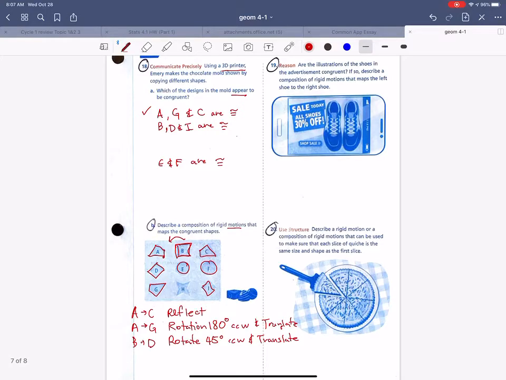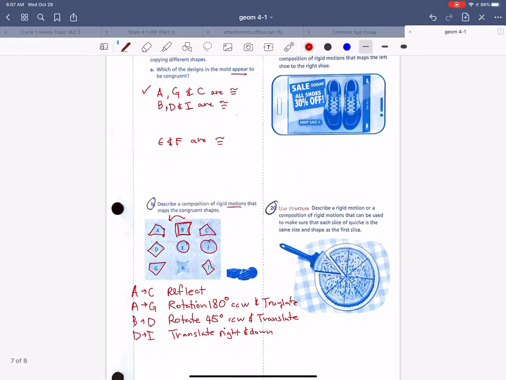Now, D to I, to get from D to I would just have to translate because they're already in the same orientation. So I'd have to translate to the right and then down. Okay, now let's talk about E to F. Yeah, same thing. E to F, their orientation is the same. So all you have to do is translate over to the right.